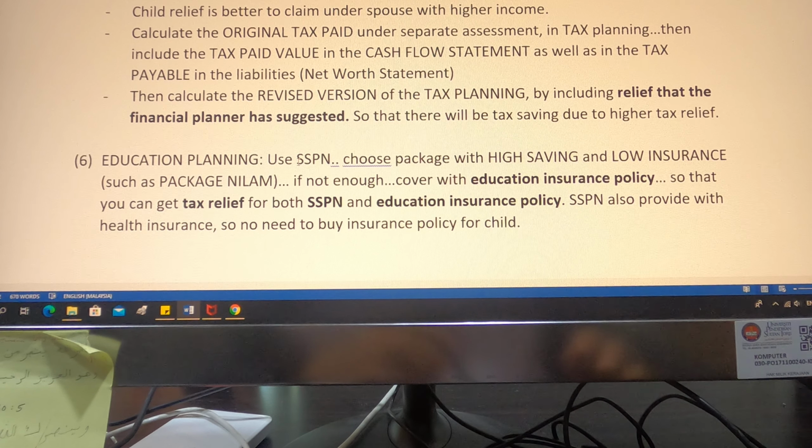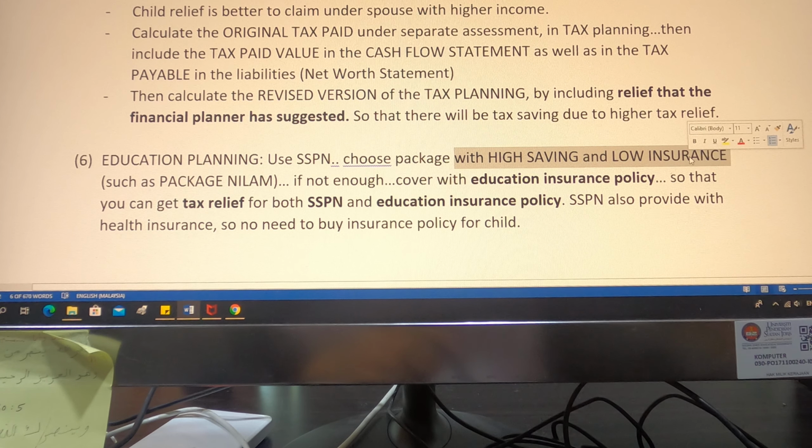Therefore, my suggestion is that, because you're going to advise your client to use SSPN, you need to advise your client to take a package with high saving and low insurance, because you want to make savings for the child's education.